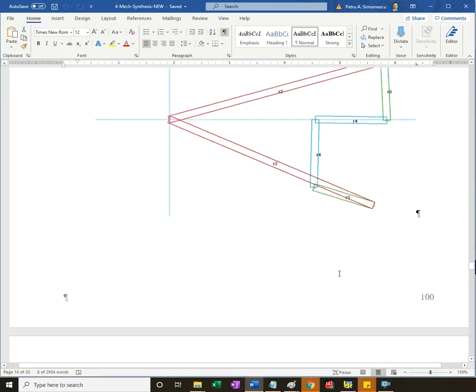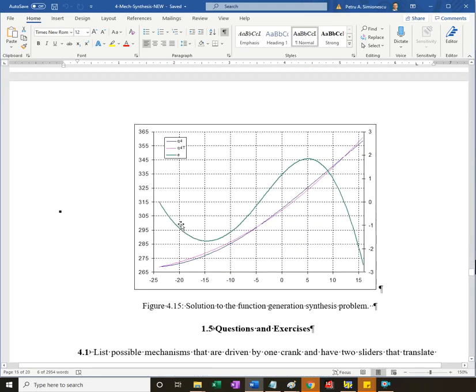And this is about it. You have the desired function you want to approximate, and what the mechanism is capable of doing. And this is the error, and the error in percentage, which is pretty good. This was for x squared. Okay.